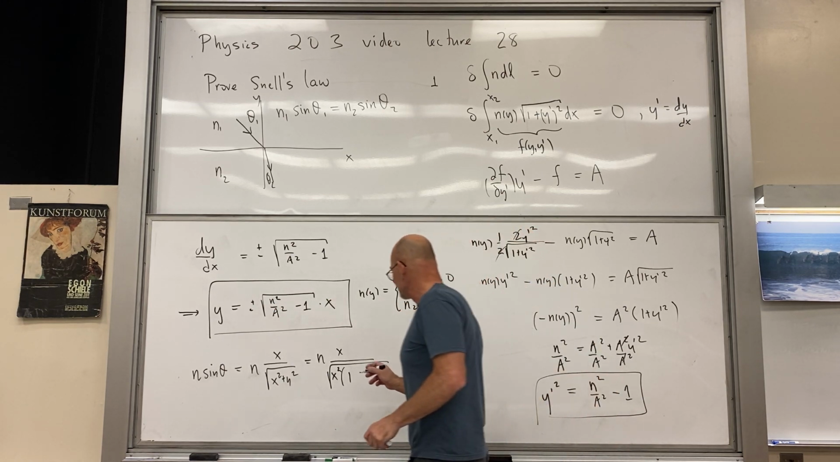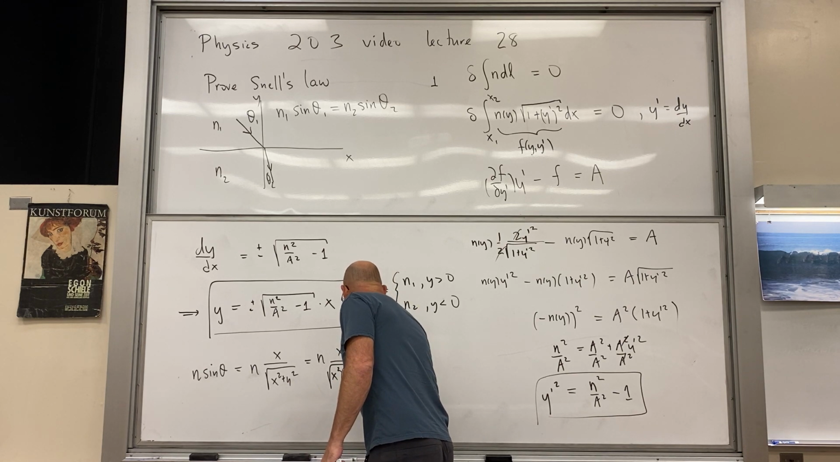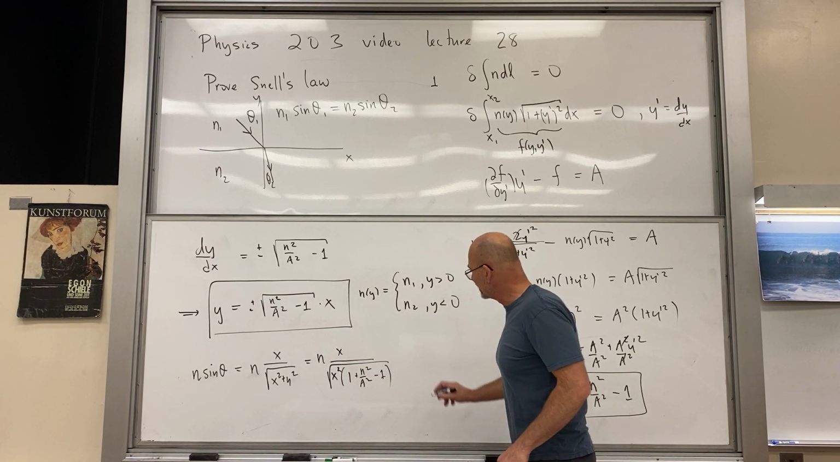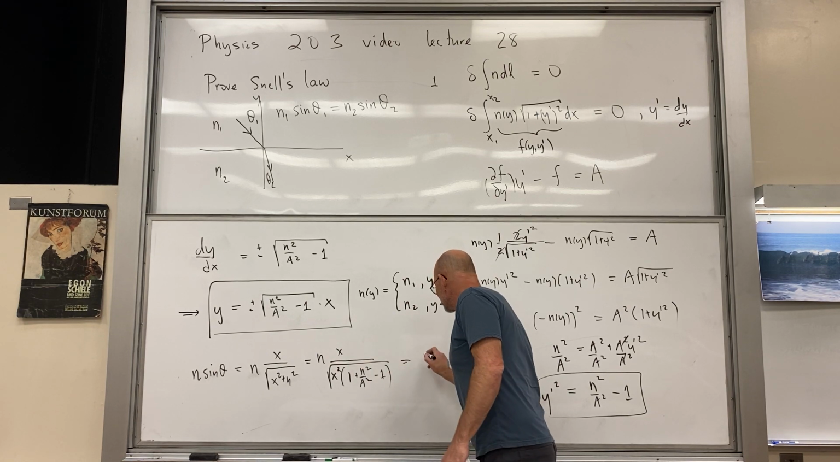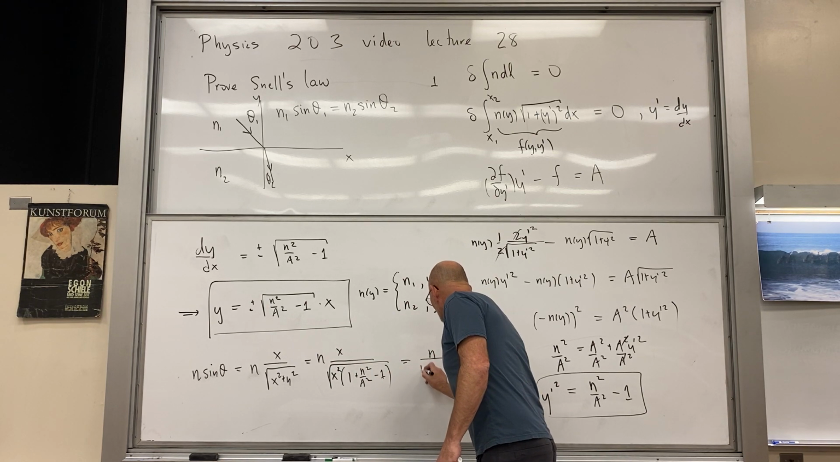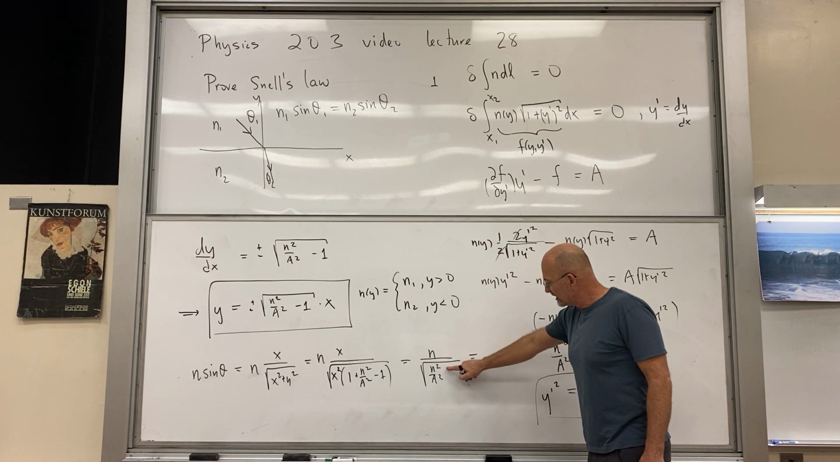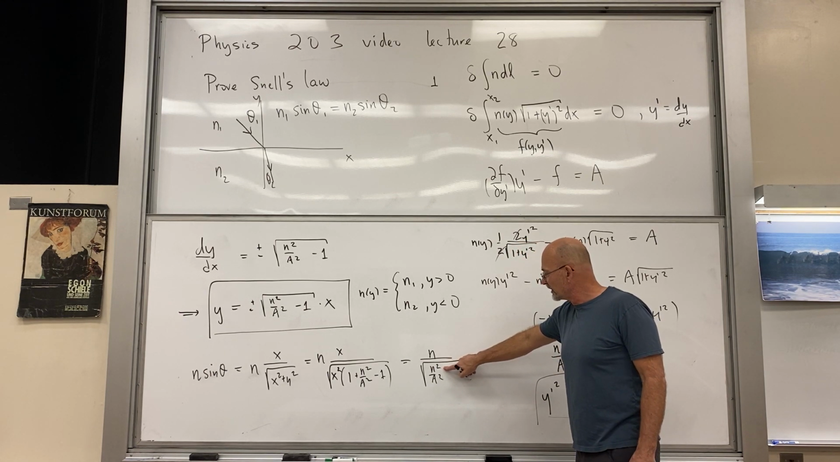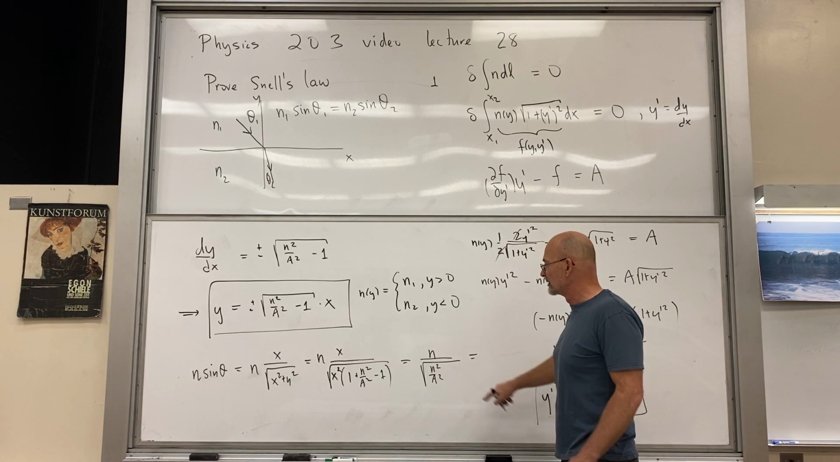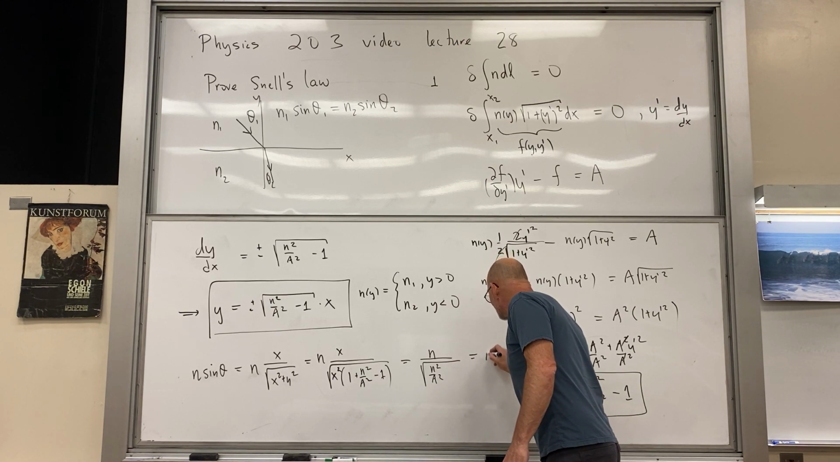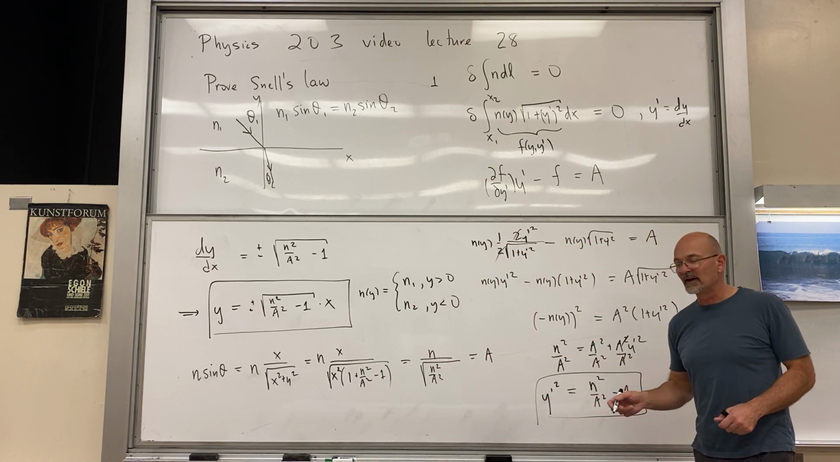So I can just say plus n squared over a squared minus 1. Okay. And you can see now x is going to cancel completely. We're going to end up with n over root n squared over a squared. And n's going to cancel. Yes, it's going to cancel. We're going to end up with a. Magnitude of a. That's fine.